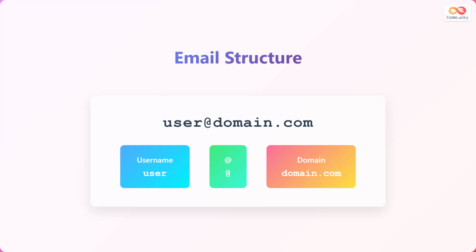Let's start by understanding the basic structure of an email address. A typical email consists of three parts. First, the username, which can be a combination of letters, numbers, and certain special characters. Second, the @ symbol, which separates the username from the domain. Third, the domain, which includes the domain name and its top-level domain, like .com or .org. For example, in the email user@domain.com, user is the username, the @ symbol is the separator, and domain.com is the domain.